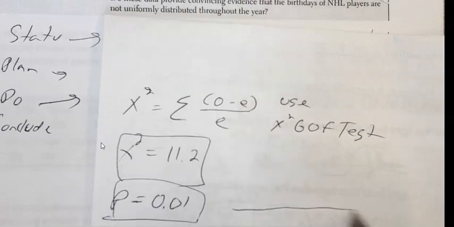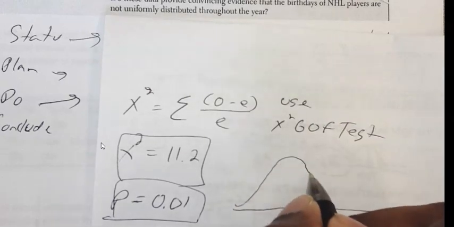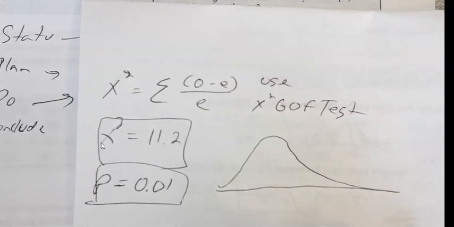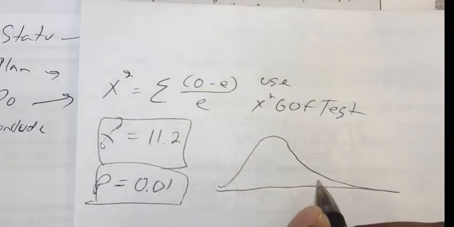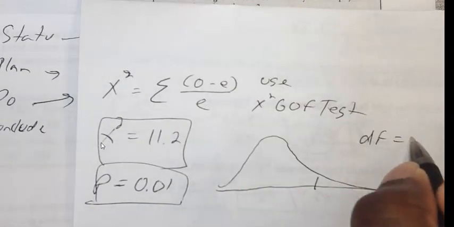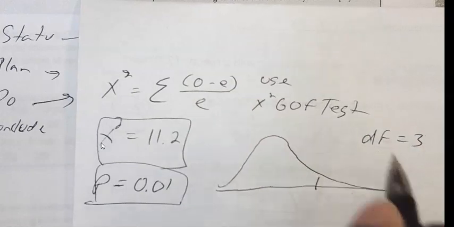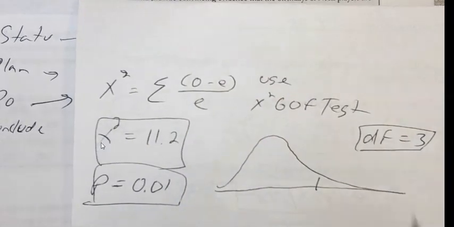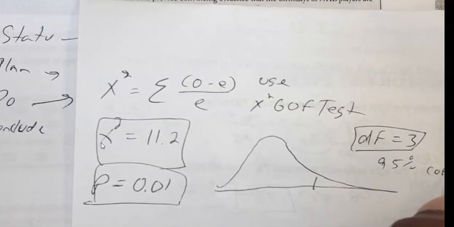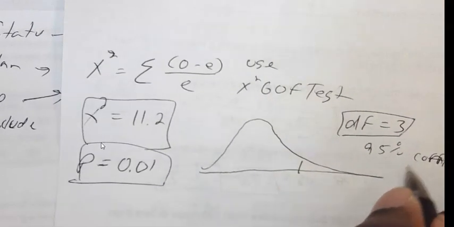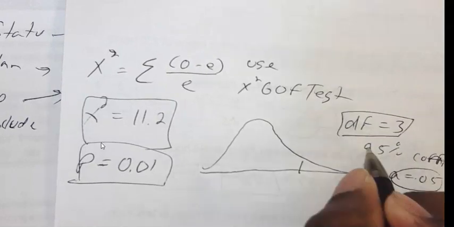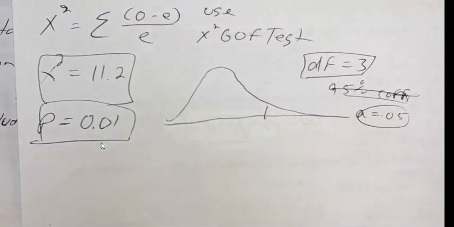I'm going to put it on a graph too. In this case, AP readers want to see the graph. I'm going to put my critical value. I'm going to put the value that I found. So going back to my chi-square table, again, our degrees of freedom was 3, and our significance level we're using could be 95% confidence, or alpha level being 5%. So let's stick with alpha level being 5%. That should be good enough.